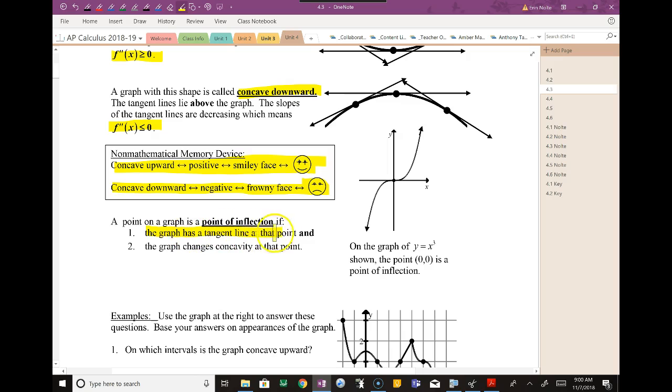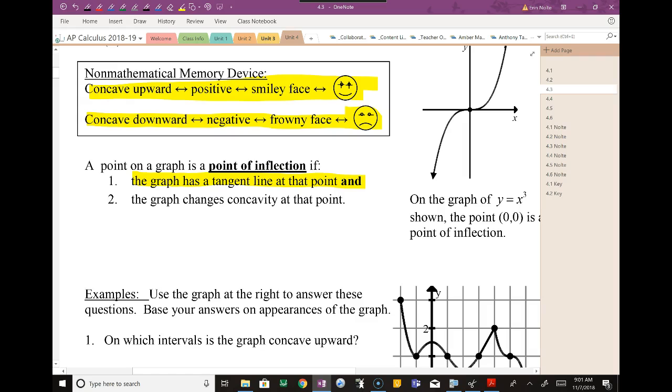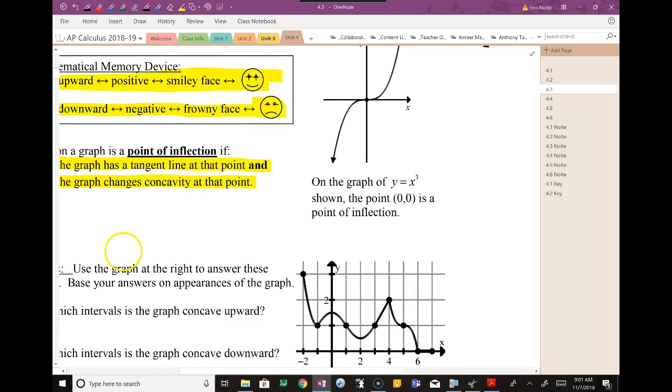Okay, so there's two pieces of information that help us to identify points of inflection. The first is that the graph has a tangent line at that point. So what does that mean? How are we going to find if the graph has a tangent line at that point? Close. The slope is equal to 0, or it's a vertical tangent line. Okay, so points of inflection do happen at critical values.